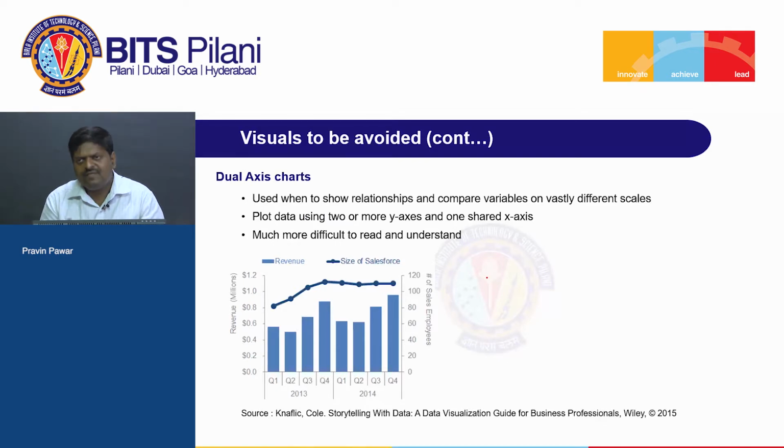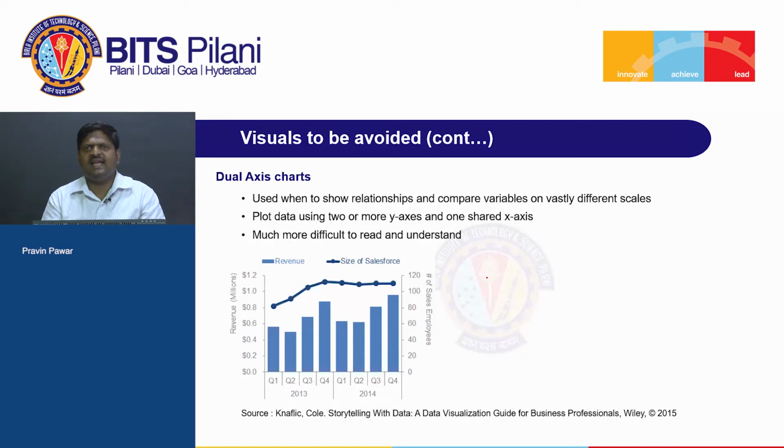Apart from that, not a type of visualization but the way the data is represented on the same visualization, is the dual axis visualization. Two y-axes come into the picture, and they share the same x-axis. So this visual is showcasing, maybe for particular years or quarters, the revenue and the number of sales employees.